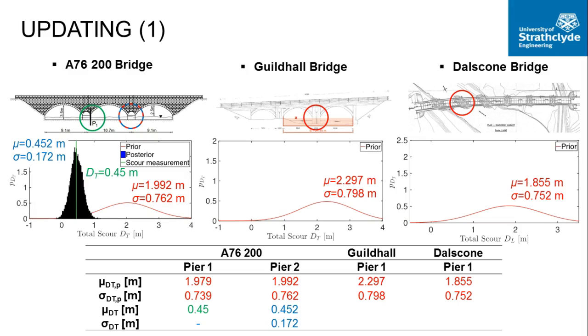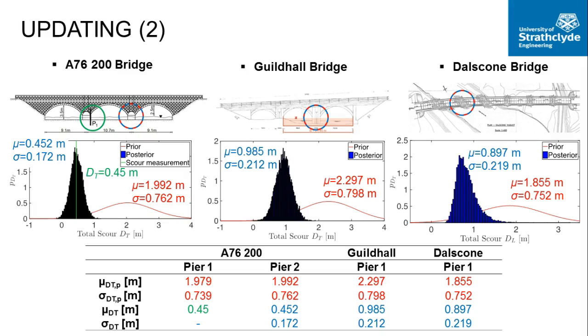But since it is an estimation, we have an uncertainty equal to 17 centimeters, which is anyway better than the prior results. So in that case, we got an increase in the accuracy of around 80%. The algorithm also estimates with good accuracy the total scour at the unmonitored bridge with a standard deviation close to 21 centimeters, and again, the increase is in the order of 80%.